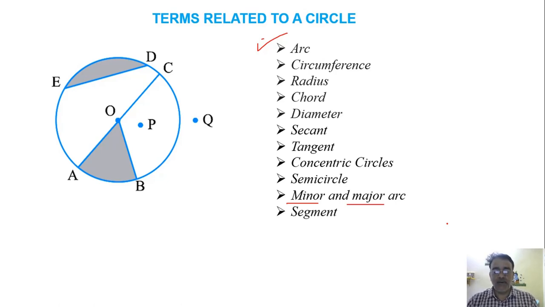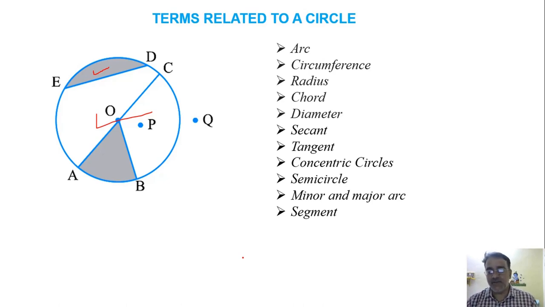Next, segment. What is a segment? See, when we draw a chord, that chord divides the circle into two parts. Here, ED is a chord. ED divides the circle into two parts: this shaded part and this whole part. Each part is called a segment.